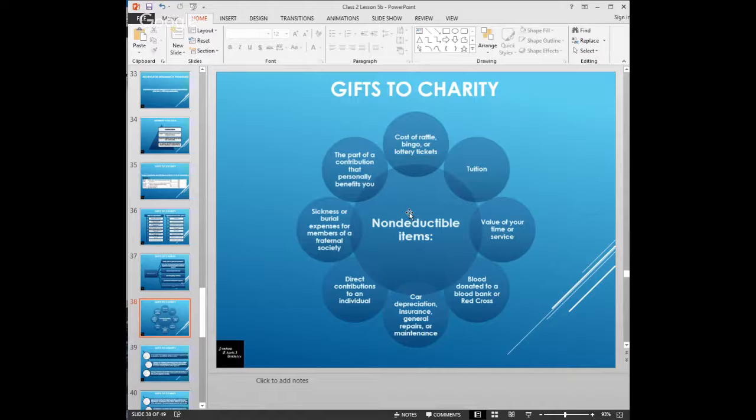Blood donated to a blood bank or Red Cross, car depreciation, insurance or general repairs or maintenance on a vehicle, direct contributions to an individual, sickness or burial expenses for members of a fraternal society. So let's say that you belong to a social sorority and there was a request for everybody to contribute for somebody's burial expenses. That would just simply be something that you did out as a gift. It would not be considered a charitable donation. The part of the contribution that personally benefits you, again, going back to the Christmas tickets.